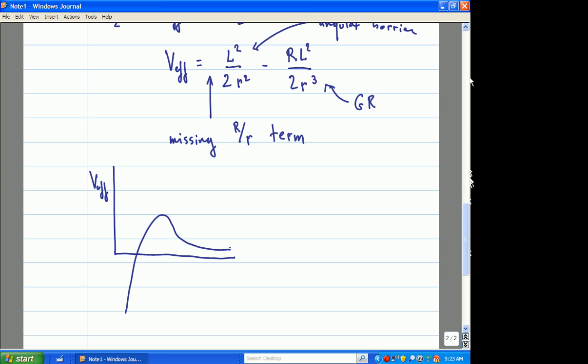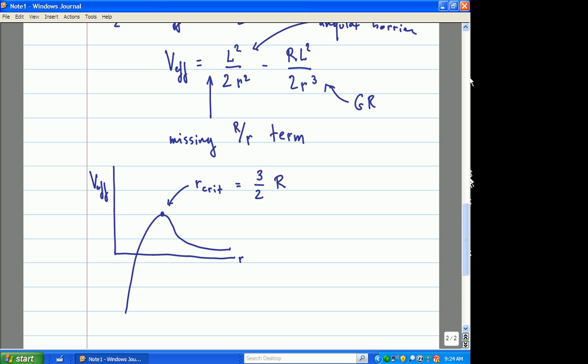At large r, it goes to 0 like 1 over r squared, rather than 1 over r as we had for the case of a time-like geodesic. And for small r, the effective potential goes to minus infinity, like 1 over r cubed. So we see that there is a local maximum at a radius that I will call r crit. And how do you find r crit? You just set v prime equal to 0 and solve for r, and you find that it's equal to 3/2 times the Schwarzschild radius.